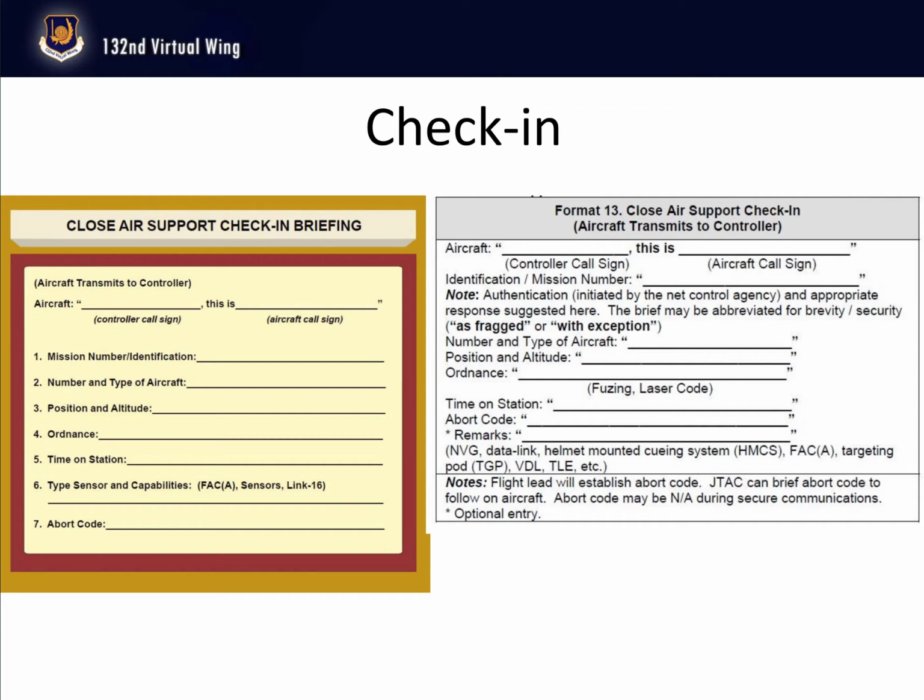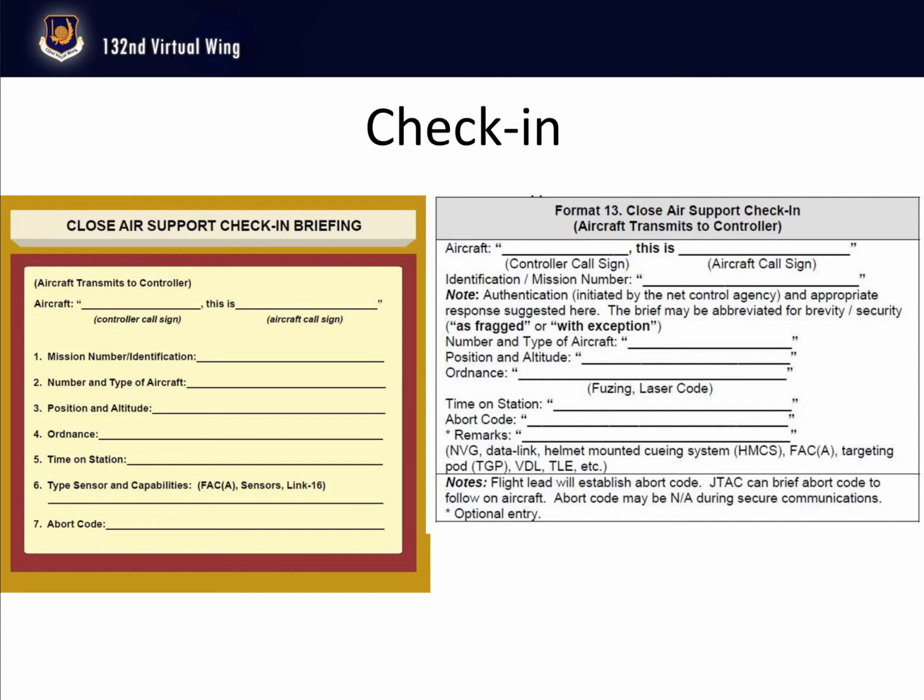What's your time on station? For example, it can be 30 minutes, then I need to go air-to-air refuel, and then I will be back with you. It's good to know for the JTAC, so he can plan his flights and schedule accordingly. And the type of sensors and capabilities. For example, if you have a TGP or Litening, or if you're FAC(A) qualified, the JTAC should know it, because it means you can help him manage the battle.